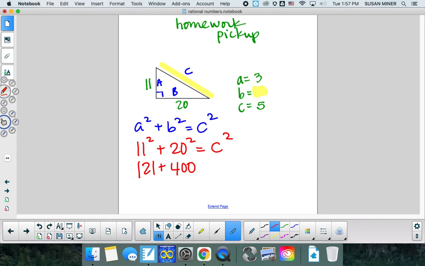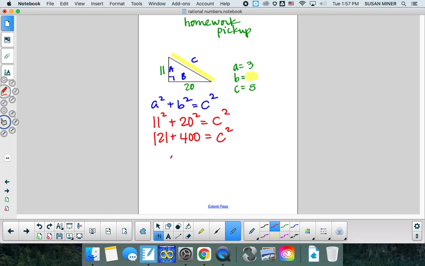And 121 plus 400 gives me 521. That equals C squared. Well, I don't want C squared. I just want the side length. I want C. So the last thing I have to do is take the square root of both sides. And that gives me an irrational number in my calculator.